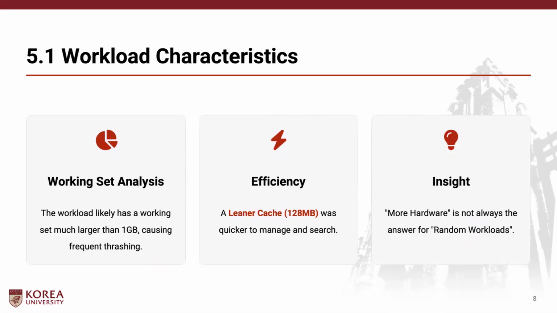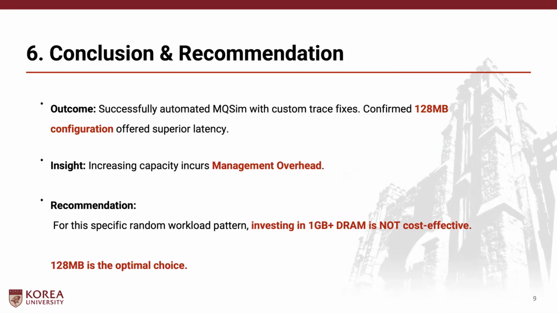larger buffer. To analyze this further, the workload likely had a working set that was too scattered, causing frequent thrashing even with 1 gigabyte of memory. Therefore, a lean cache like the 128 megabytes model was much quicker to manage and search. The key insight is here. More hardware is not always the answer for random workloads.